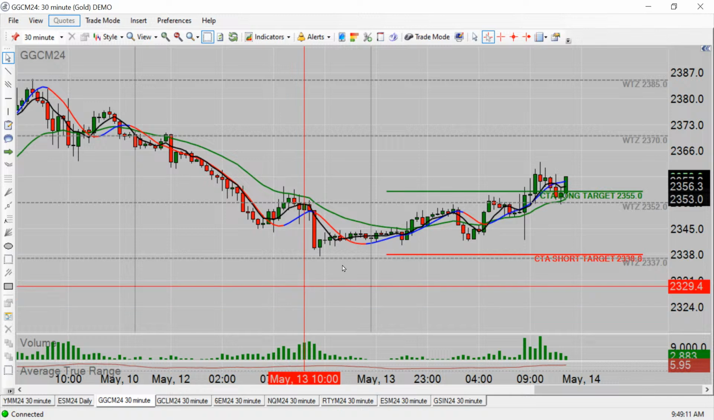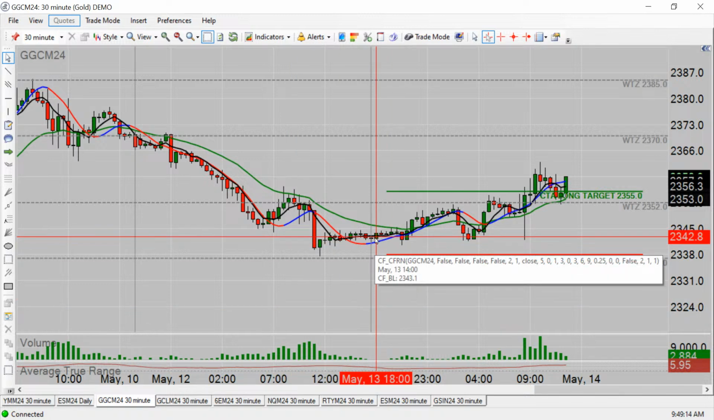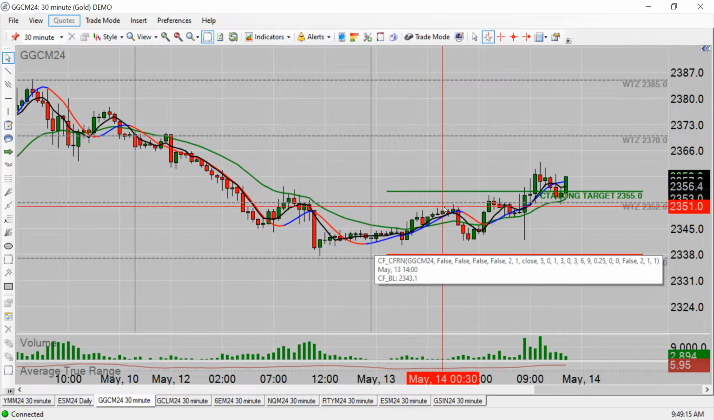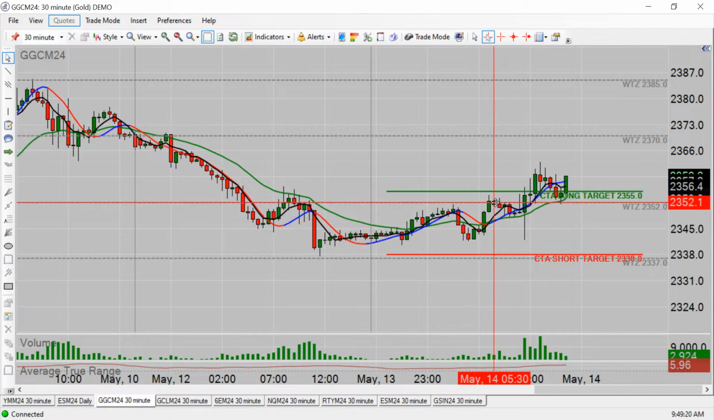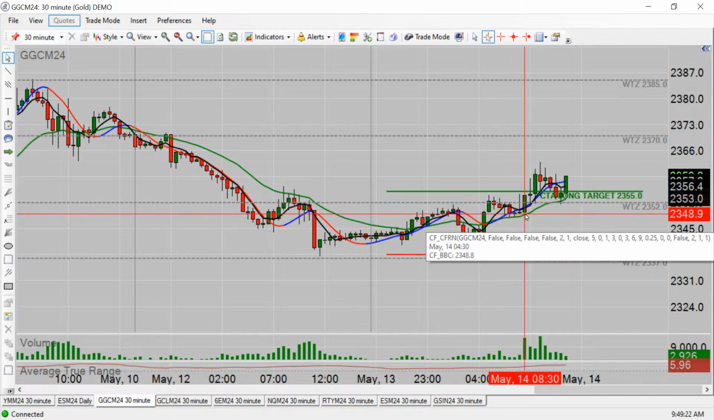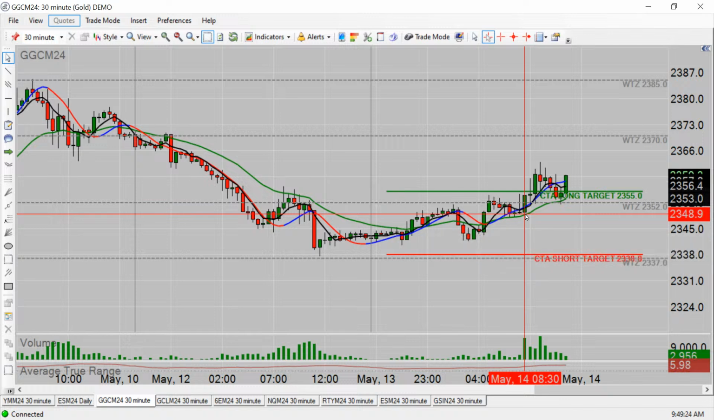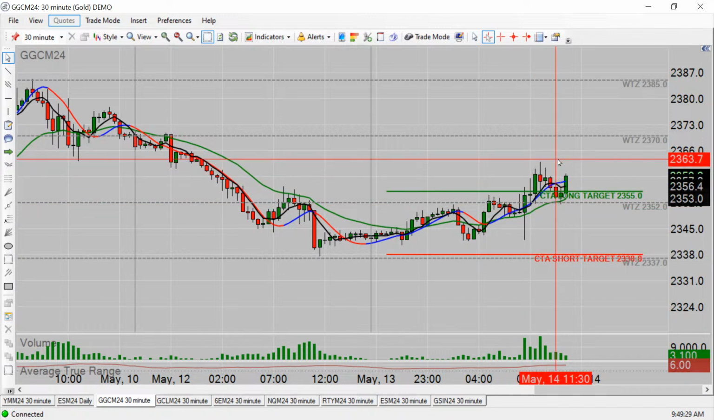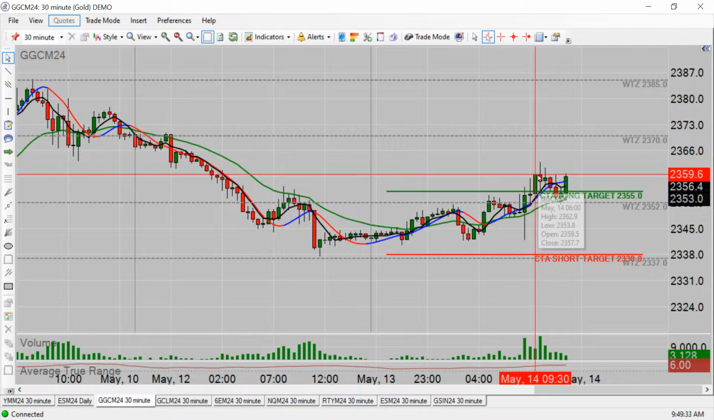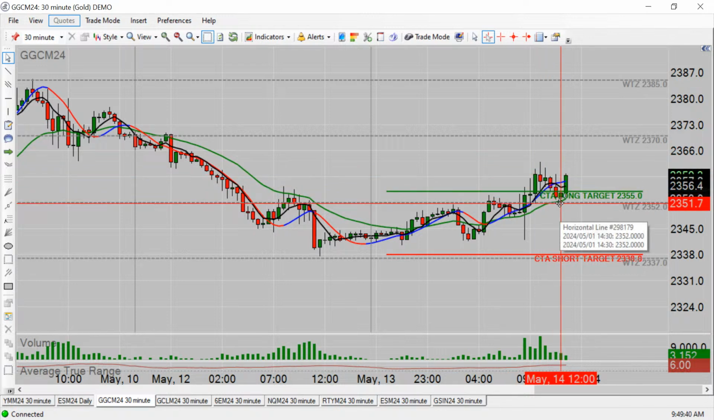On gold. Here's where we opened last night. Had a leg to the upside, a retracement, another leg, consolidated at the zone, pull back to the BBC, and then a run to the long target. And we ran out of steam at 2362.9. But we've pulled back to the BBC and the zone.